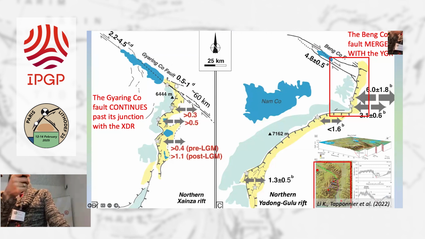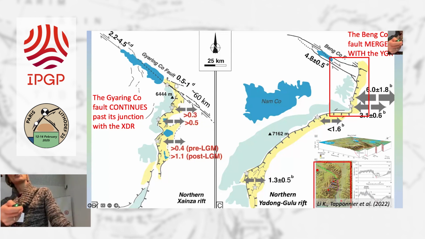So you can see that the Xainza fault actually continues past its junction with the Xainza Dinggye rift for quite a while, for another 60 kilometers or so. And you can see the fault. It's not spectacular, but you can see it. But by comparison, the Xainza fault actually merges with the Gulu fault. And that was published by Dick Hong and Paul, that the rupture really merges. It doesn't continue past the rift. So that could be one explanation.